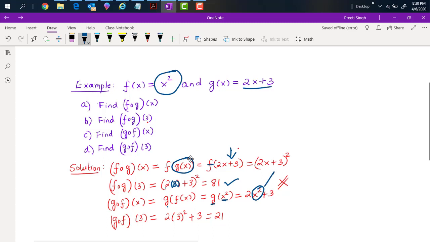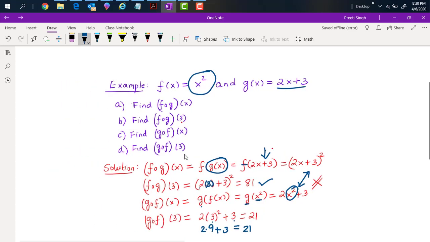As you can note here, these two are entirely different. FOG was (2x plus 3) whole squared, and GOF is 2x squared plus 3. Now GOF evaluated at 3, just replace x by 3. So 2 times 3 squared plus 3, which is 9 times 2, 18, plus 3, and that's my 21. So that's how your GOF and FOG are calculated.